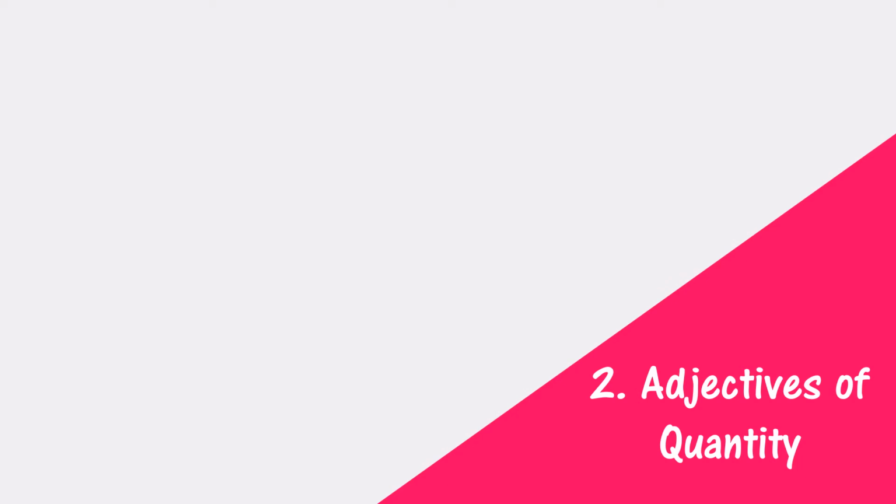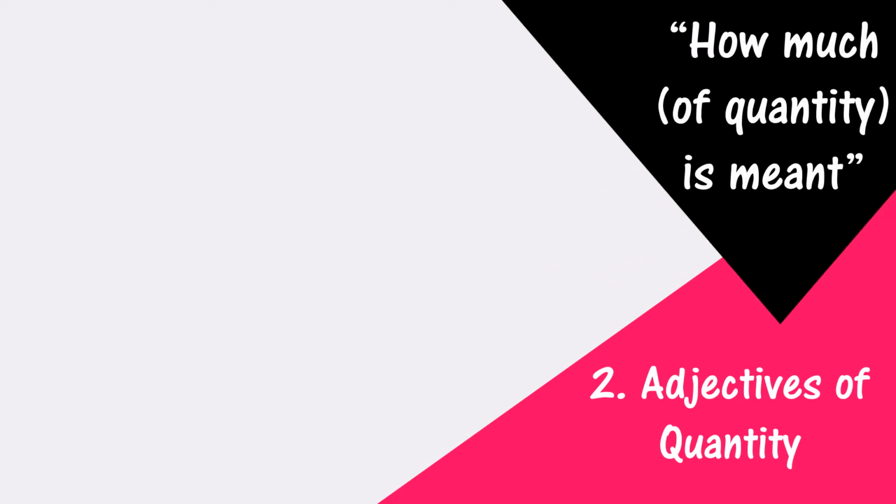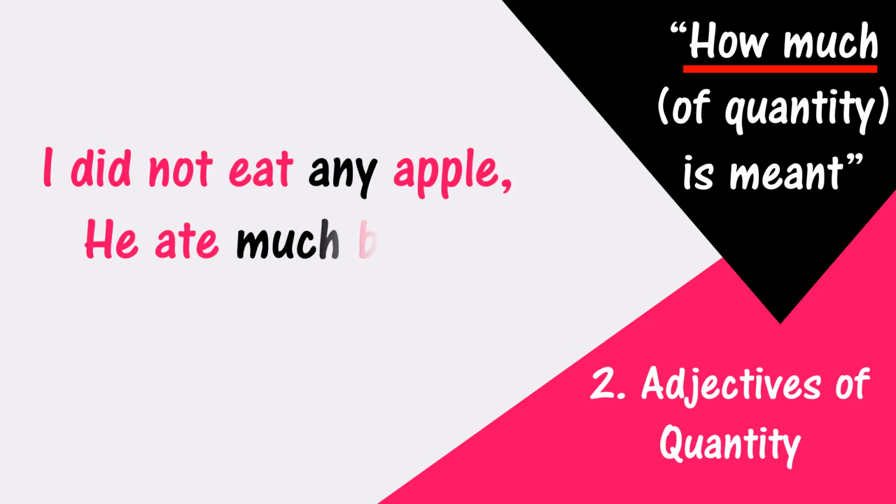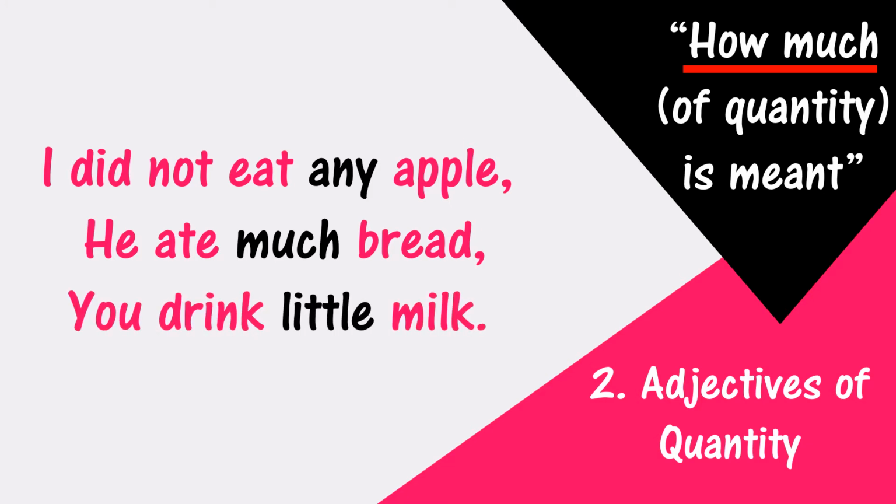Adjectives which tell us how much of a thing is meant are called adjectives of quantity. It provides information about the quantity of the nouns or pronouns. It answers the question, how much? Now let us take few examples. I did not eat any apple. He ate much bread. You drink little milk. So here the adjectives of quantity are any, much, and little. Remember children, adjectives of quantity are always followed by singular, material, or abstract nouns.